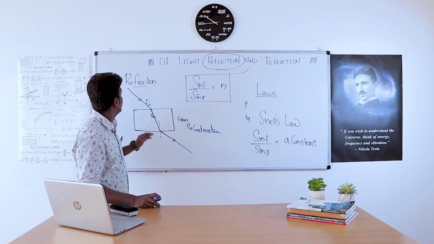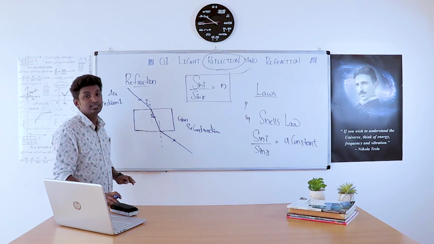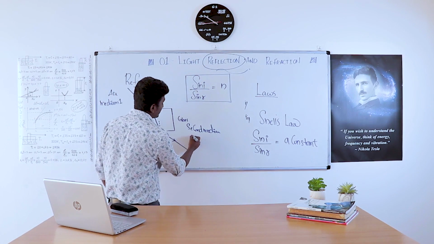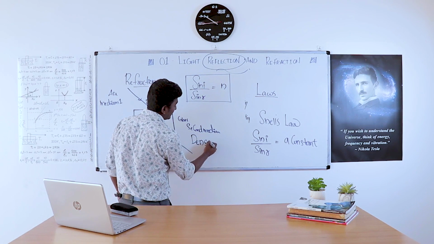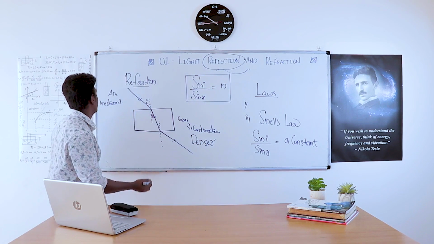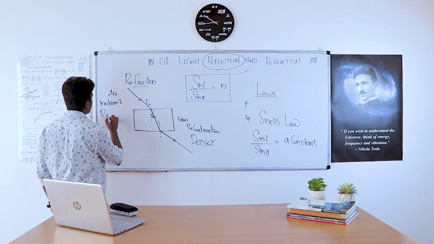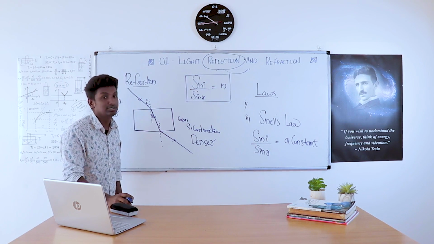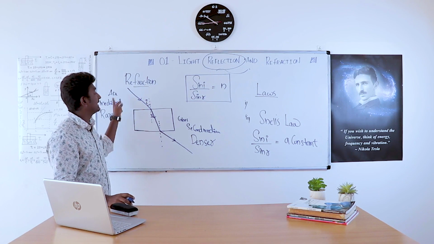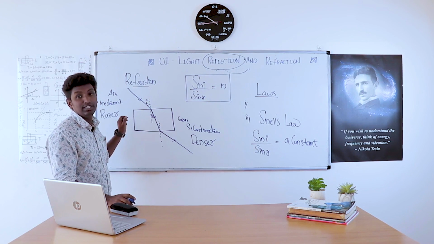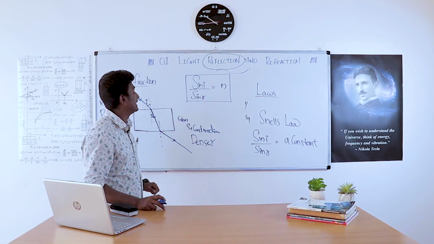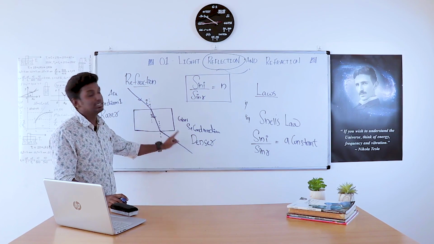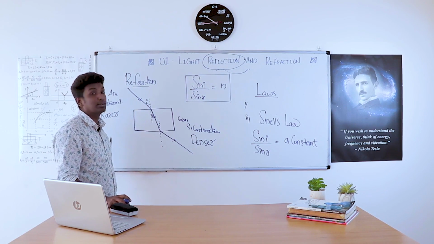Now, when we are considering two mediums, the medium having higher refractive index is known as the denser medium, and the medium having lower refractive index is known as the rarer medium. When we consider air and glass, the refractive index of air is approximately 1 and the refractive index of glass is approximately 1.6. So here glass is the denser medium and air is the rarer medium.